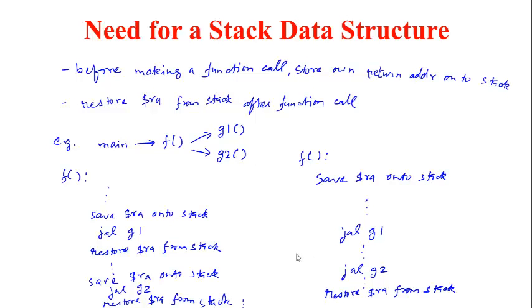Do you think the second option will work? Which of the two options is more efficient? Yeah, the second option is indeed more efficient and it will indeed work. So we need a stack data structure for implementing function calls, nested function calls. So how are we going to implement the stack in the machine? Where is the stack going to be? In MIPS, we are going to use a portion of the memory itself as the stack.